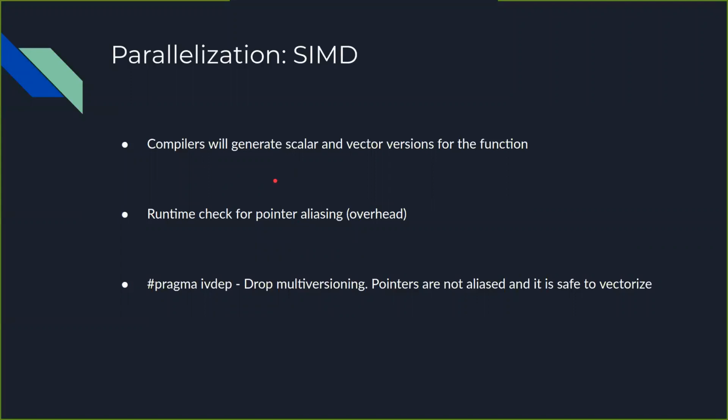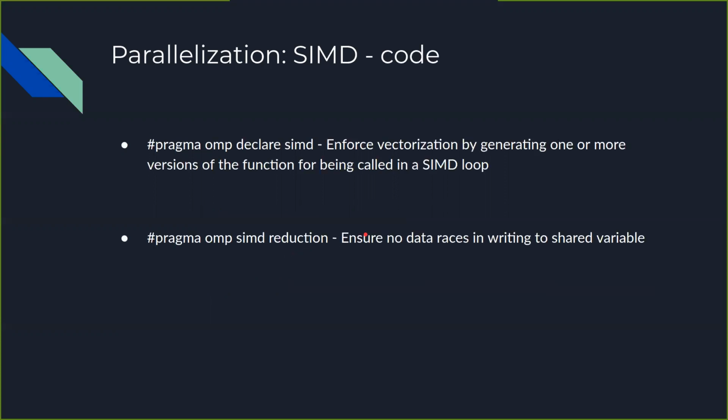Okay, so the scalar and vector version will introduce some pointer aliasing overhead at runtime, and this pragma IV depth is essential for that overhead to be reduced. This is the first pragma where we can declare our function as SIMD. So this enforces vectorization by generating more than one version of the function for being called in a SIMD loop.